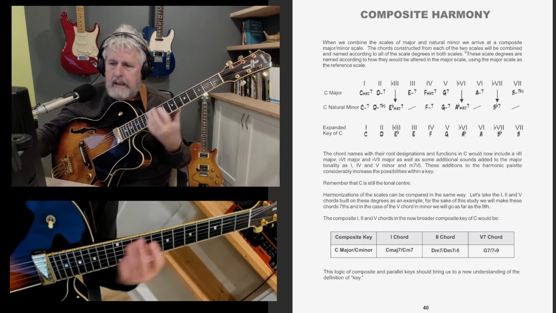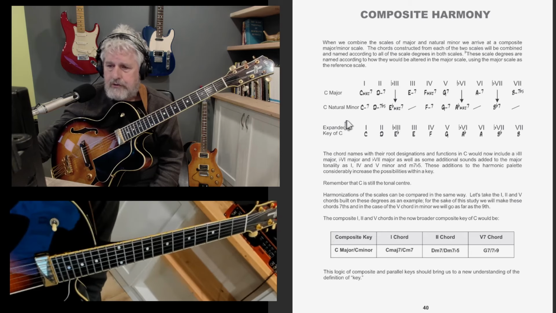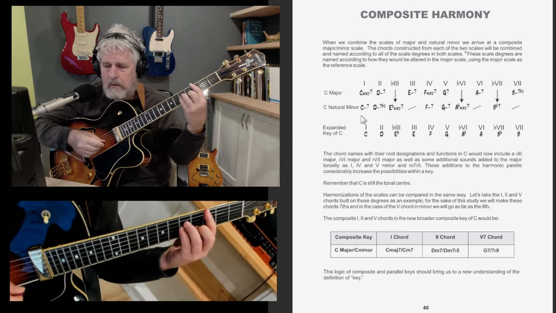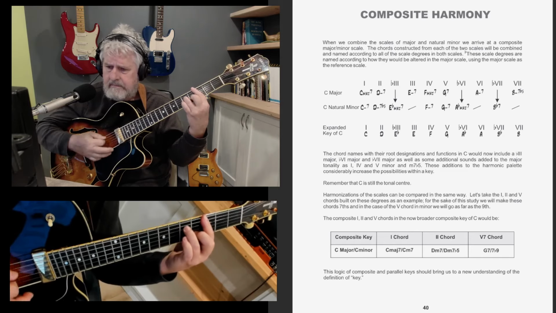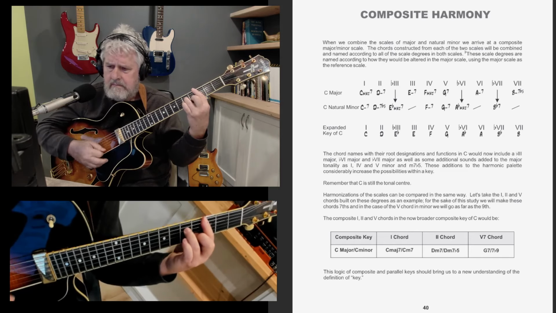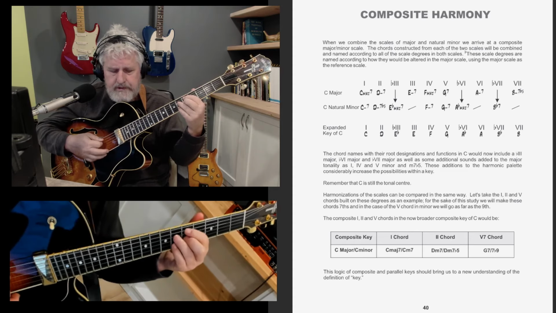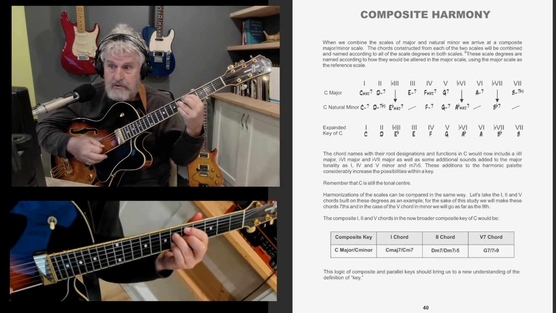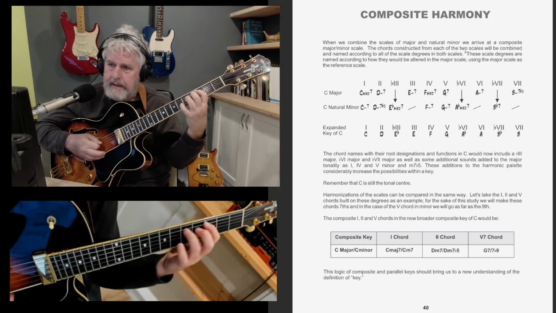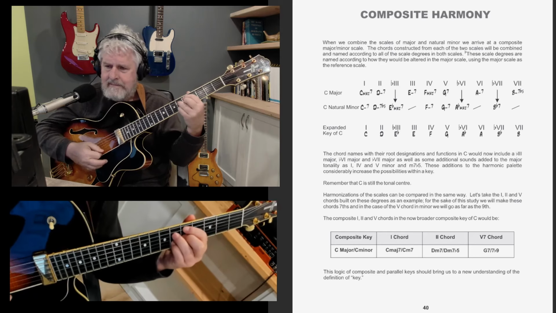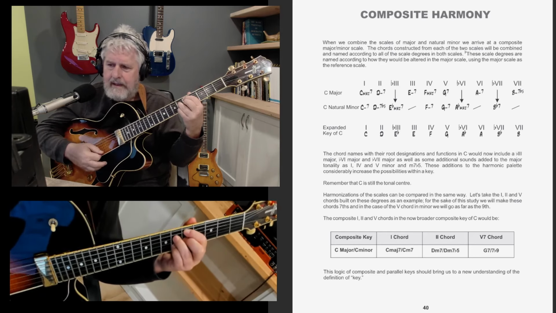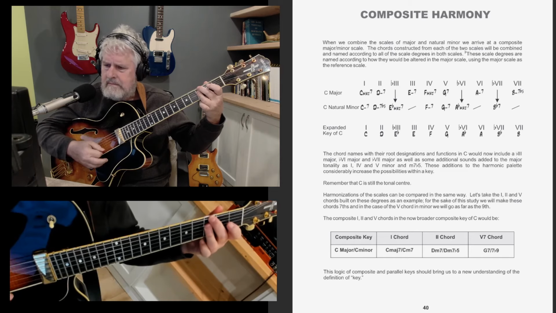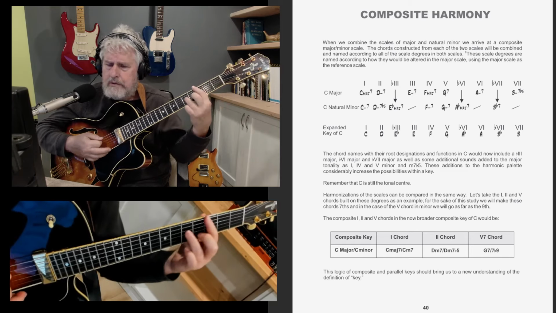If I look at the parallel natural minor scale or the Aeolian mode, we have the same tonal center. The one chord is now C minor. The 2 chord is D minor 7 flat 5, right, because those are the notes in the scale of C minor. And then the 5 chord is G minor. And then we return to C minor.